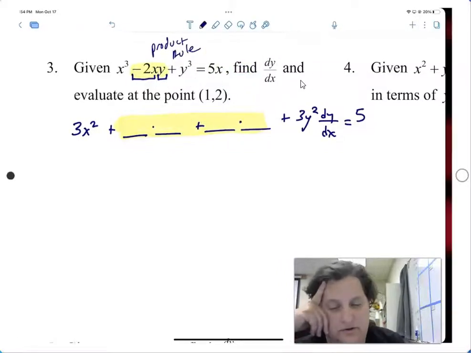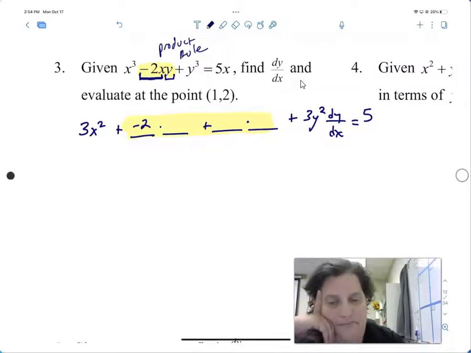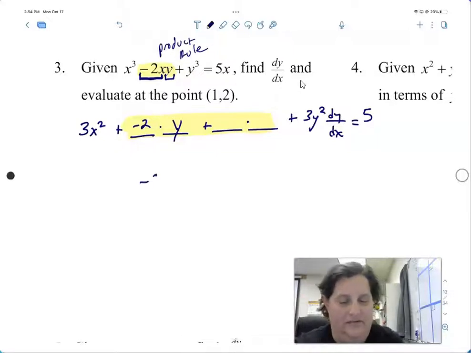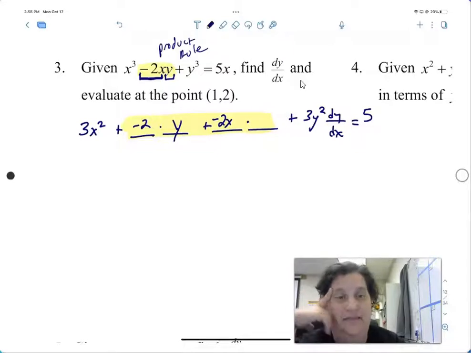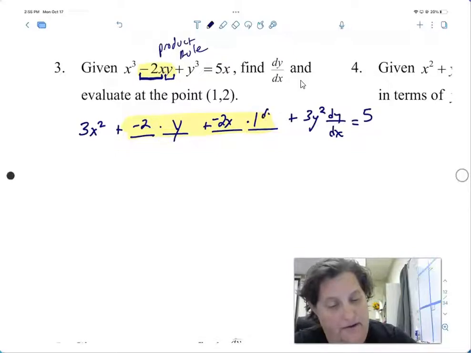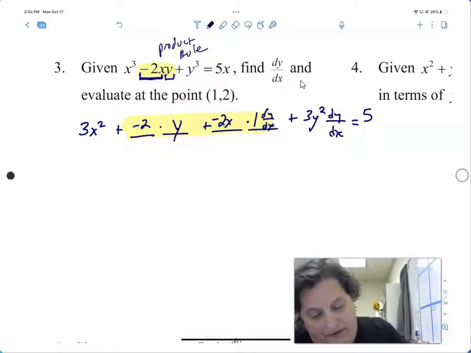Remember, product rule goes derivative of the first. What's the derivative of negative 2x? Negative 2, times the second, and the second is just y. Do I have to put anything on this? No, because the derivative of negative 2x is negative 2 dx/dx, and I'm differentiating with respect to x, so that's fine. Then for the next one, I put the first as it is, 2x, and then I have to take the derivative of y. The derivative of y is 1 dy/dx, because I had to take the derivative of y.